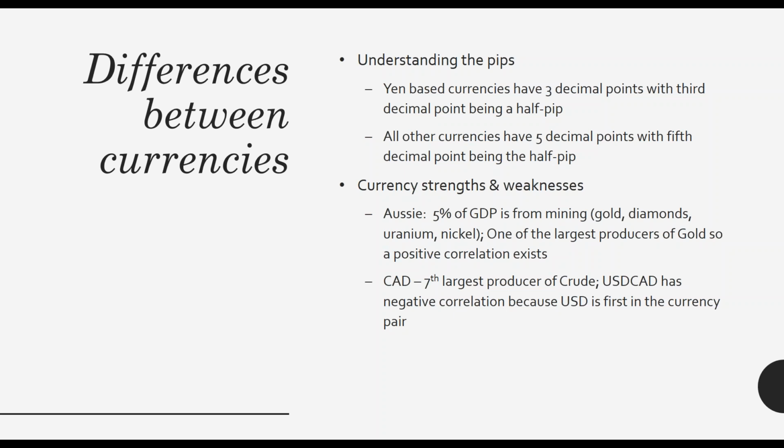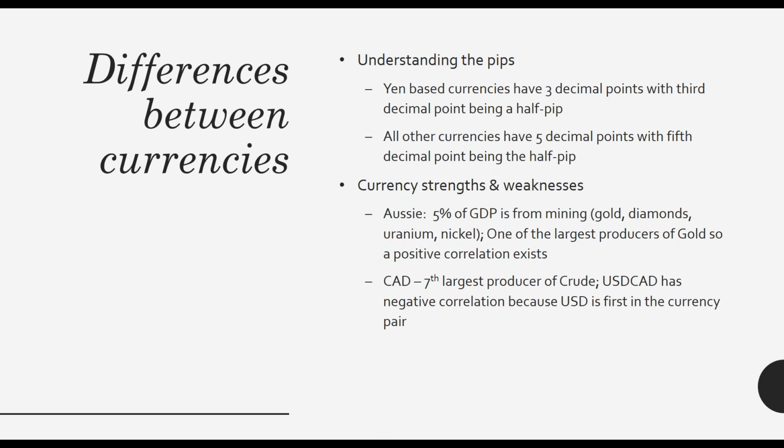Now, the Aussie, you do need to remember that 5% of the GDP is from mining gold, diamonds, uranium, and nickel. Okay, it is one of the largest producers of gold, so there is a positive correlation typically between the Aussie dollar and gold. Well, what does that mean? It means if you have a market that moves gold, it's probably going to move the Aussie US dollar as well, and the Aussie yen.